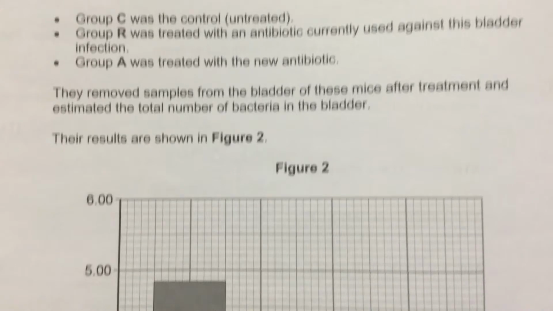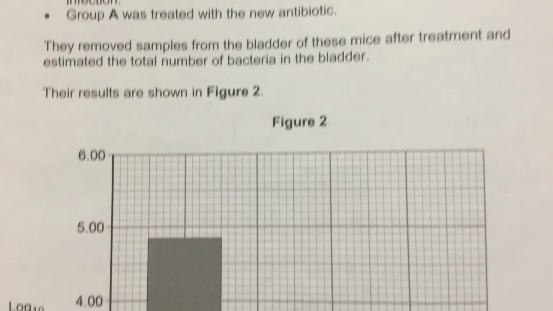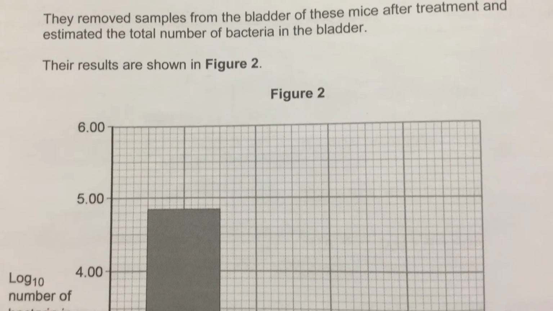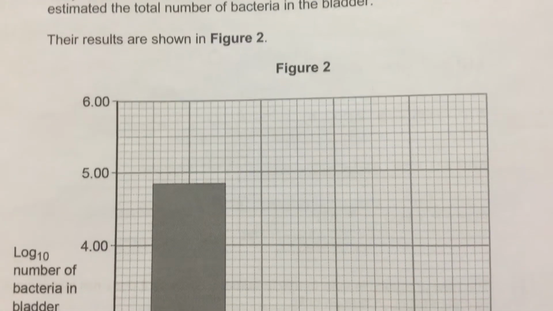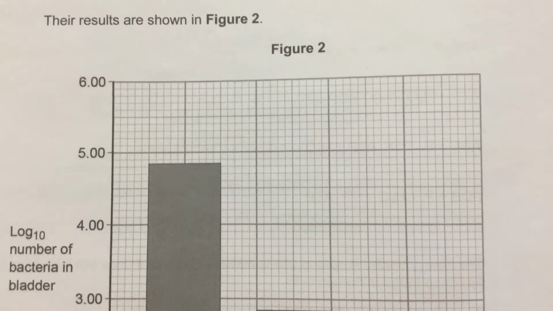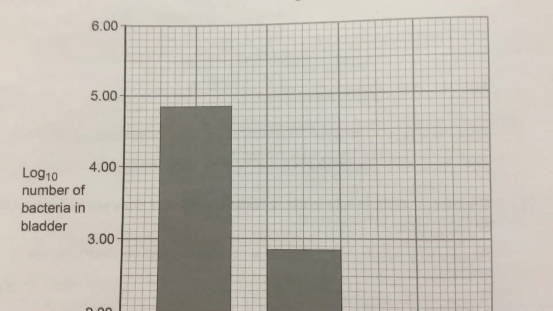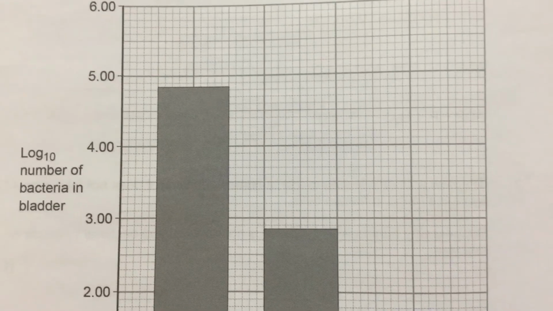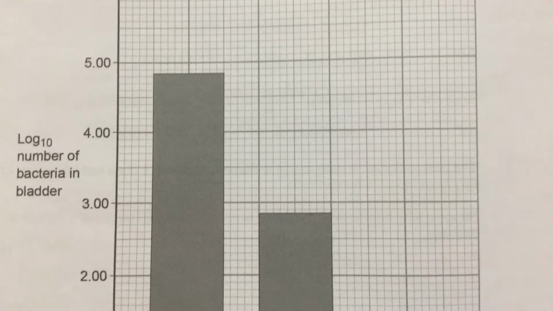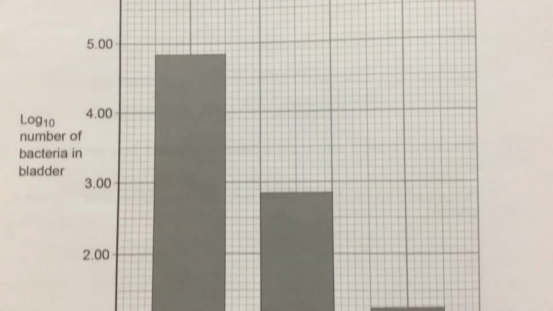Group C was the control group, i.e. it was untreated. Group R was treated with an antibiotic currently used against the bladder infection, and Group A was treated with the new antibiotic. They removed samples from the bladder of these mice after treatment and estimated the total number of bacteria in the bladder, and the results are shown in the graph there.